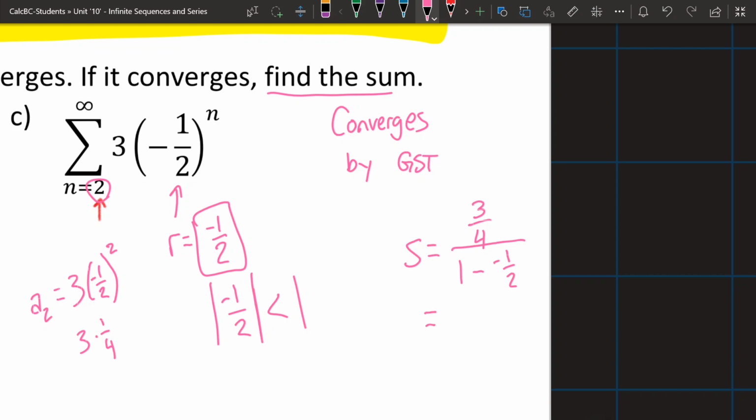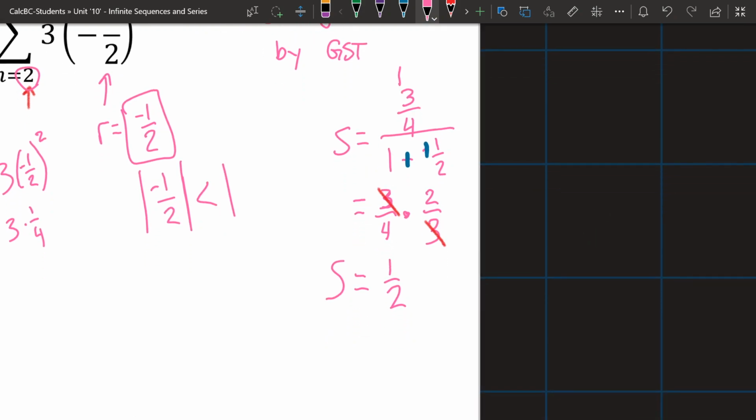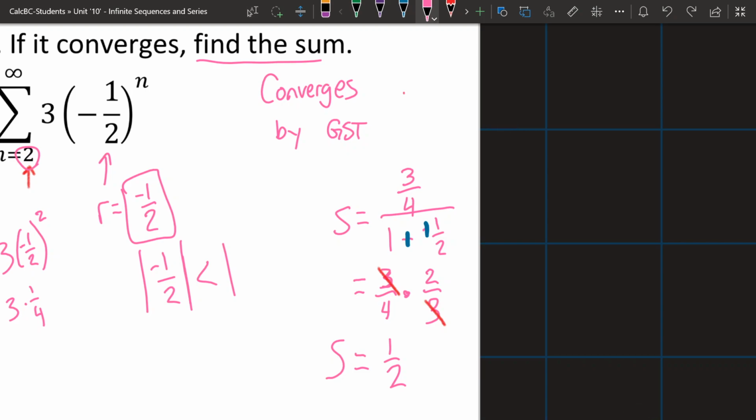Okay, so our sum is 3/4, keep, change, flip. That's going to be plus positive. So 1 and 1/2 is 3/2. Keep, change, flip. It's going to be 2/3. We've got 3 on top, 3 on the bottom, and then 2/4 simplifies to 1/2. All right, so that's our sum. Whoa, yeah, puppy. So it converges by GST to 1/2.